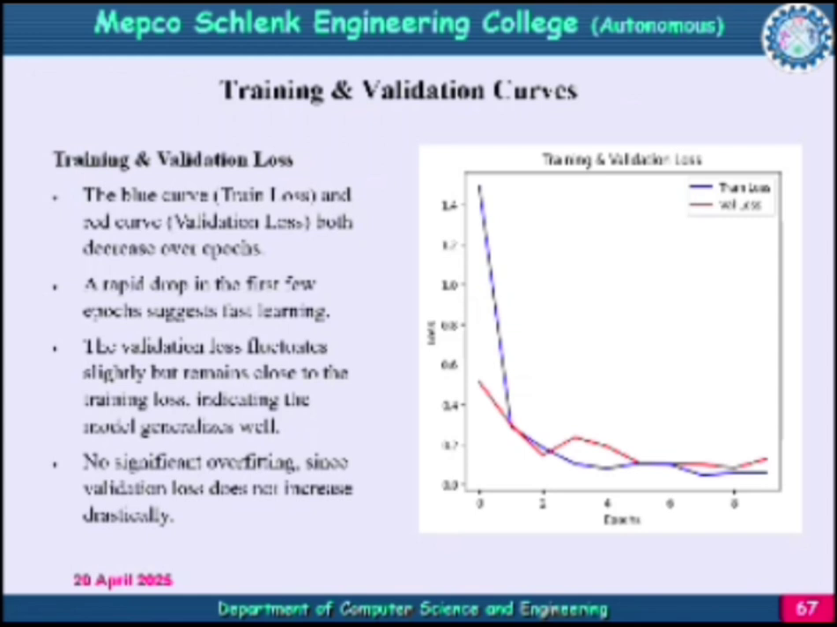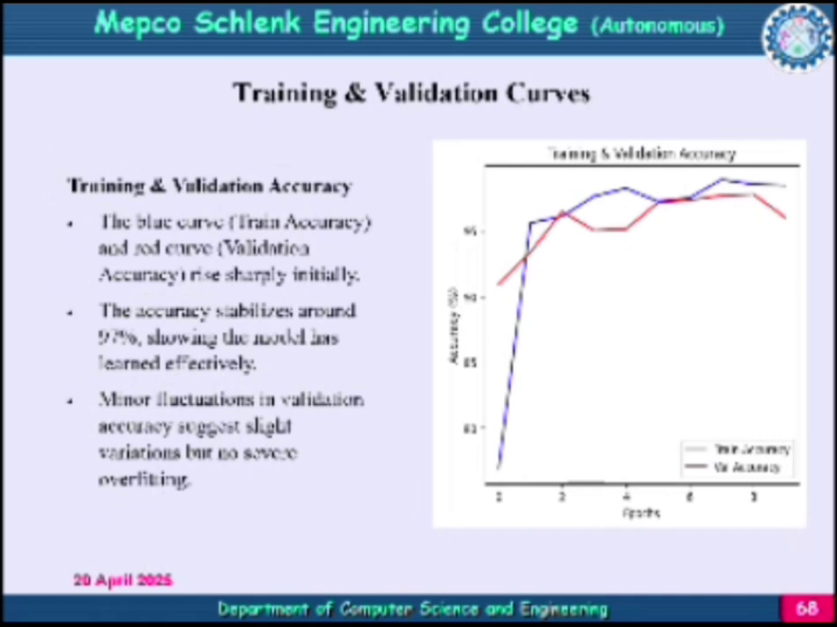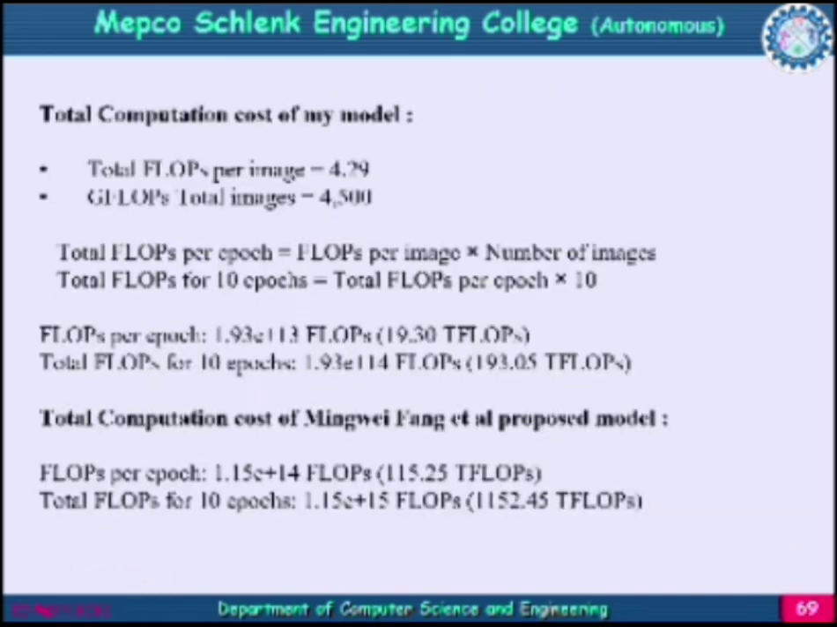Now coming to this curve, both of these decrease over time. It says the model has generalized well. And in this one, at first it has seen a great height and then it settles well, so no more fluctuations. This is the computation cost and it performs very well, about 6 times more efficient.